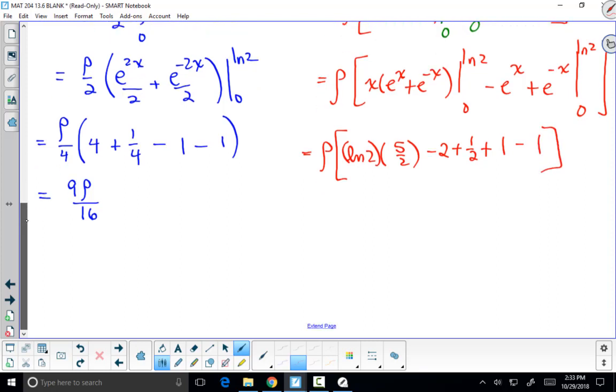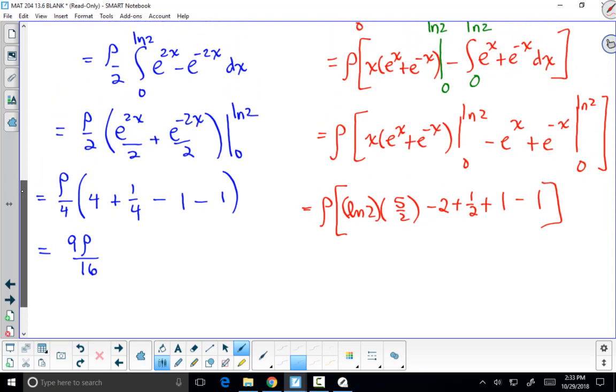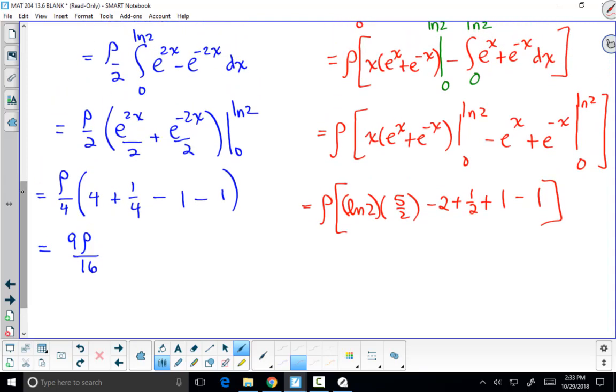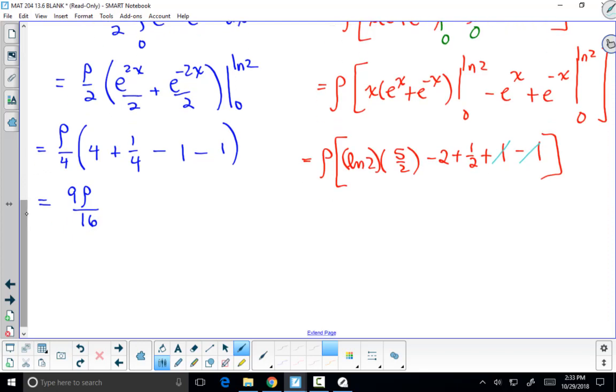Any disagreement? Minus 2 plus 1/2. Subtract off 1. Yeah, I think that's right. I see no reason at this moment to think it's wrong. All right. So final answer down here then is that we get rho multiplied by 5/2 natural log of 2 minus 3/2. Seems reasonable.